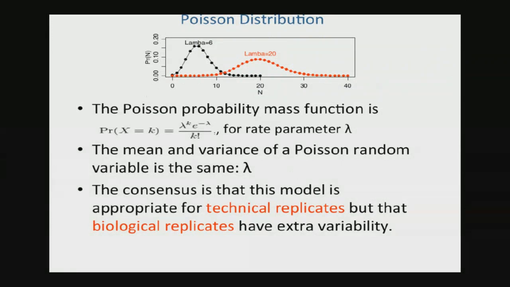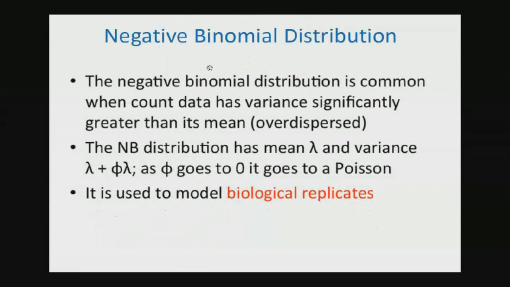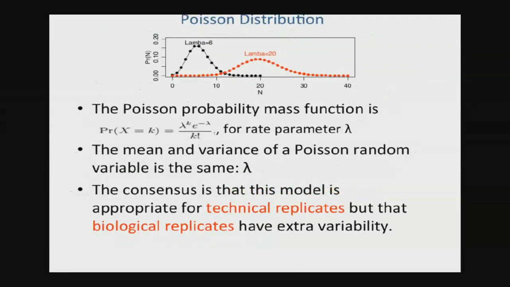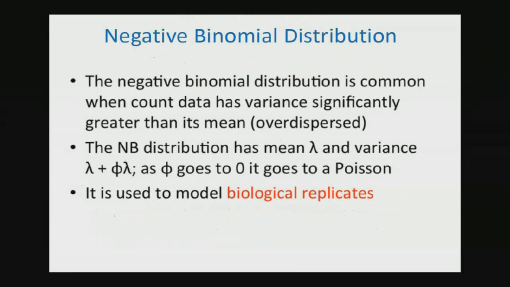But research has shown that the Poisson model is appropriate only for technical replicates. So if your RNA-seq data are technical replicates, you use a Poisson model to model it, that's perfect. But if they come from biological samples, then there would be extra variability, and a Poisson model is not appropriate. And then the negative binomial distribution comes into the picture for biological replicates because of this extra variability.